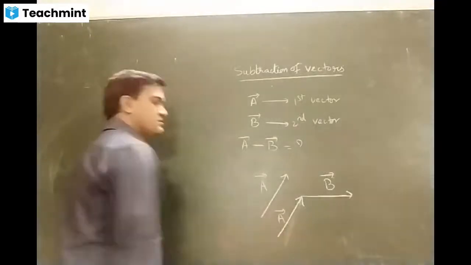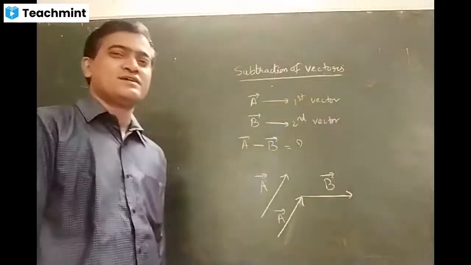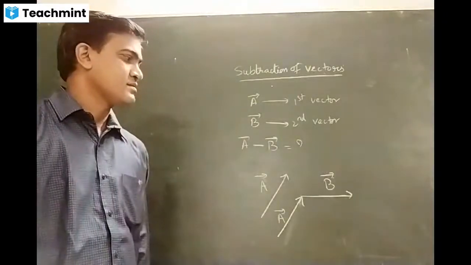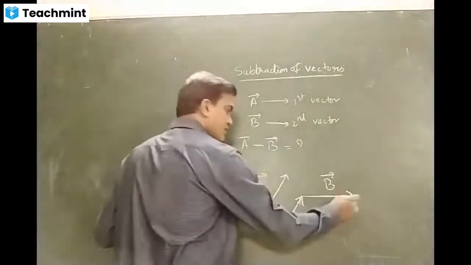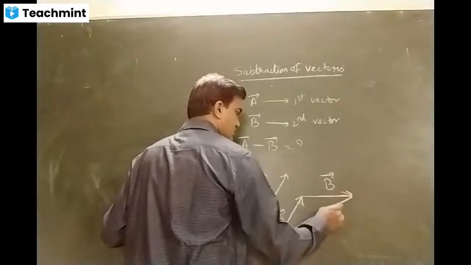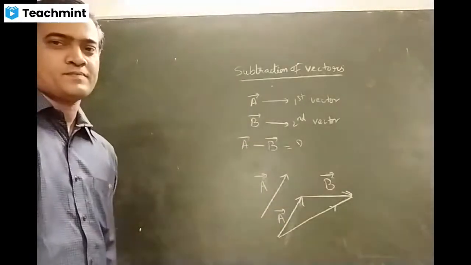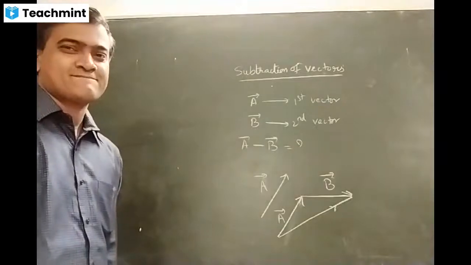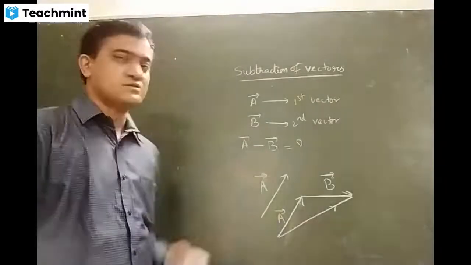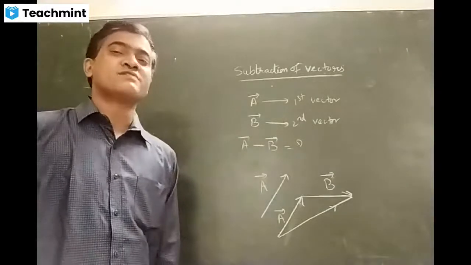Now what is the resultant? C bar, from the tail of A bar to the head of B bar. Is it A bar minus B bar? The head of B bar to the tail of A bar? No, sir, it will be A bar plus B bar. This should be A bar plus B bar. But what I want is A bar minus B bar. I have to subtract the second vector from the first vector.